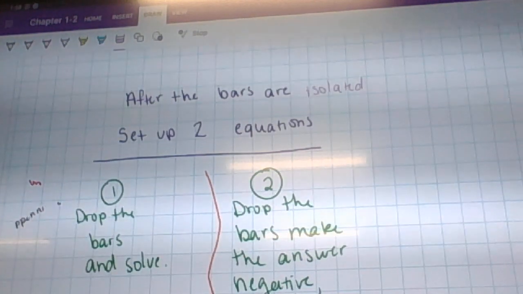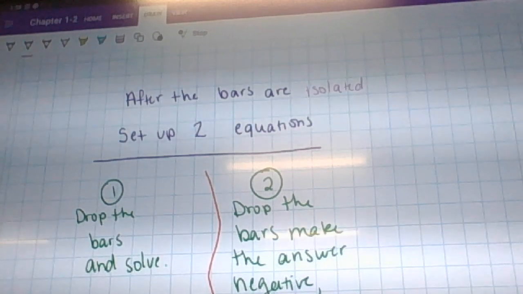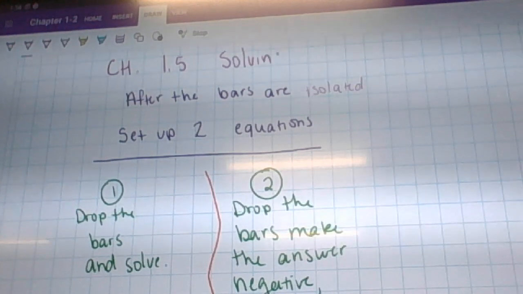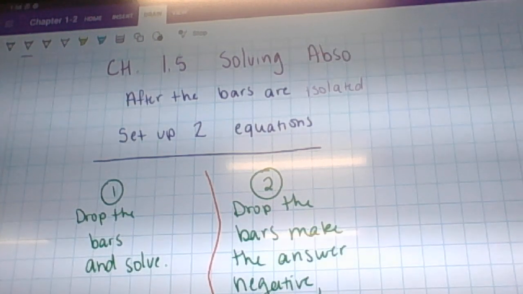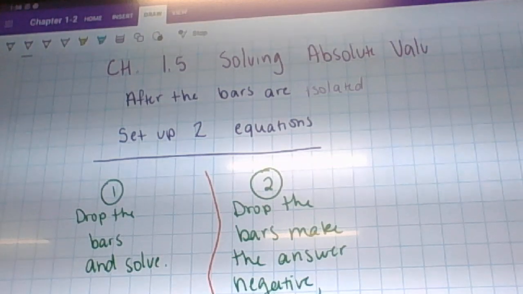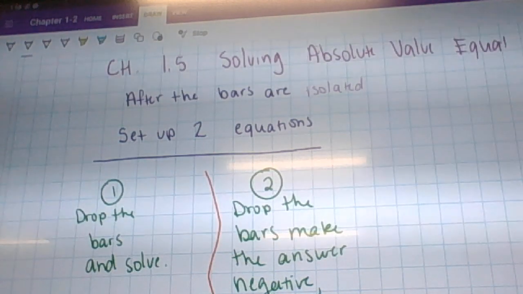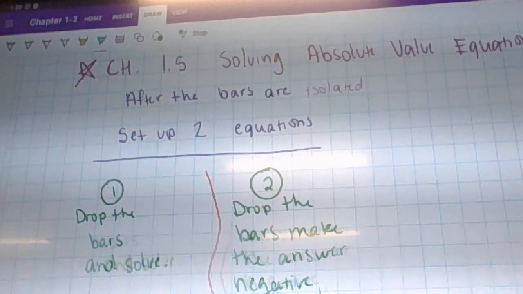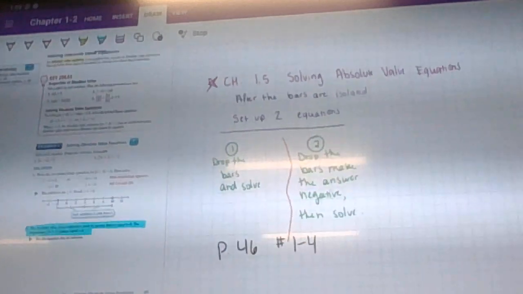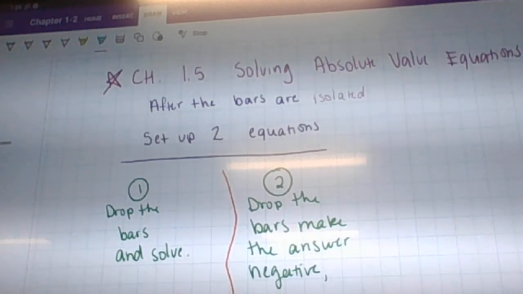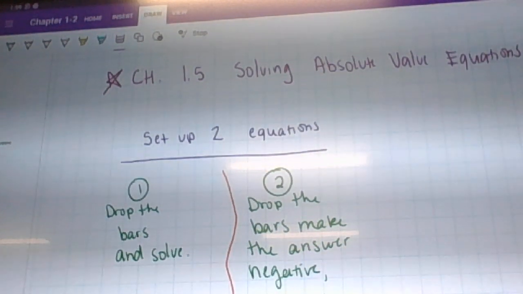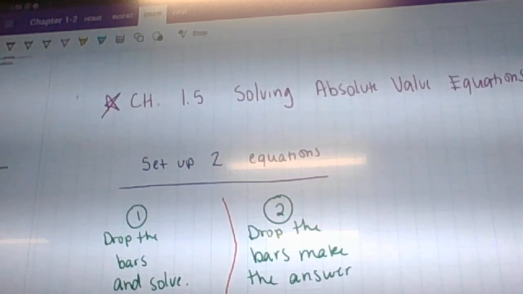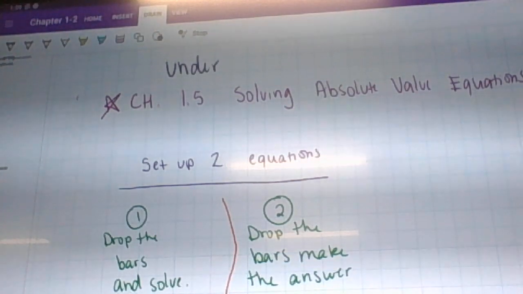Go back to your Bower page. This is chapter 1.5. Solving absolute value equations. These are really shortened. I'm going to rewrite it more neatly. So you can do this in your notebook under Bower.